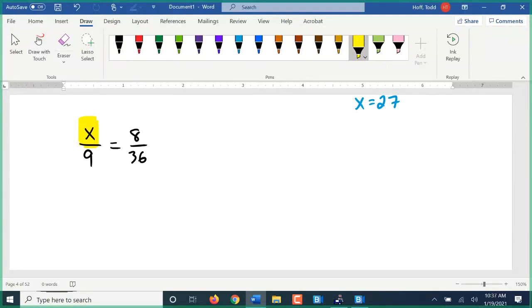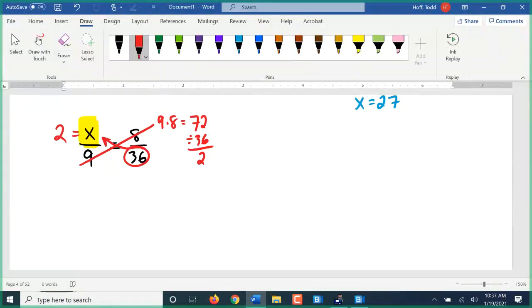Nothing else with it up there. Then the easiest way to solve this is to just do that cross multiply and divide. The two numbers that are diagonal with each other here are the 9 and the 8. So we do 9 times 8, 72. The number that's diagonal with our missing number is the 36. So we divide by the 36. 72 divided by 36 is 2. X here equals 2. That's the simplest way to do that.